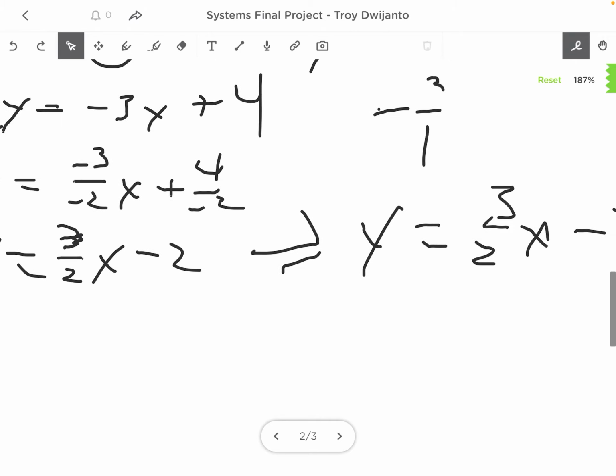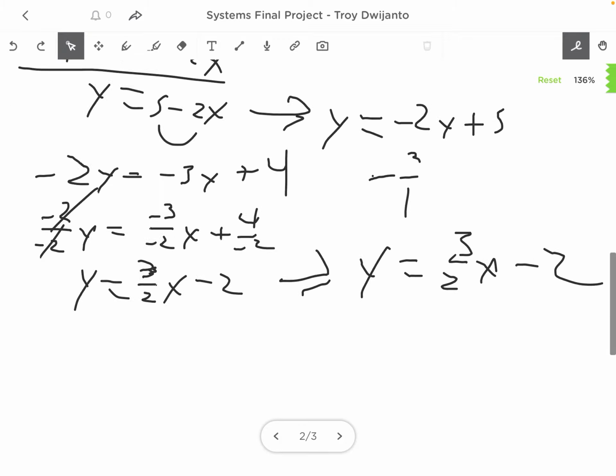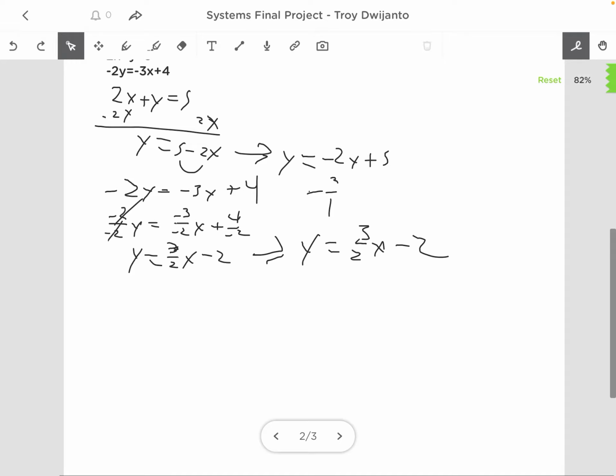Now, how we get negative 3 divided by negative 2 equals 3 over 2 is because, since we're using fractions, we can't exactly divide them. And if you divide a negative number by a negative number, you just get a positive number. And that's really it.